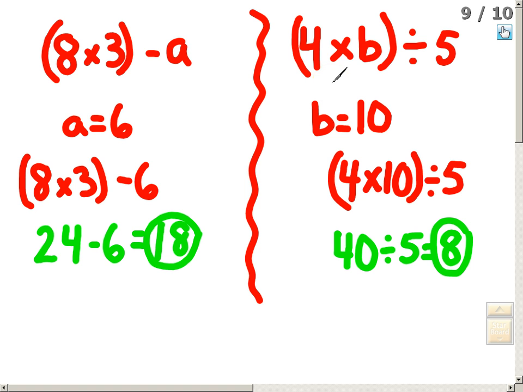For the next one, 4 times b divided by 5. Okay, the value of b was 10. So what we did is we plugged in that 10 for the variable. 4 times 10, we know that gave us 40 right here. Okay, then we had 40 divided by 5 for a grand total of 8.